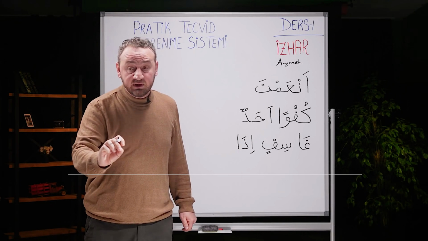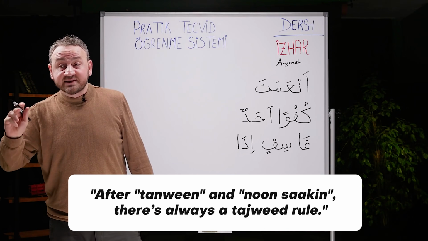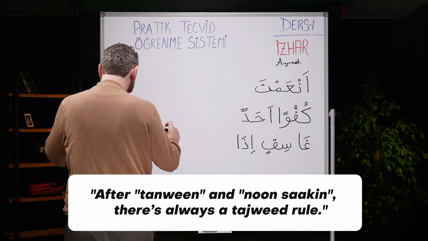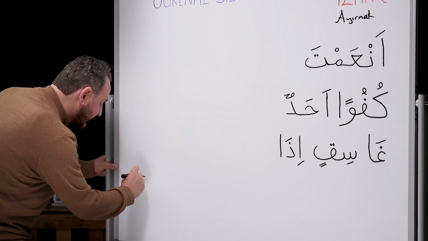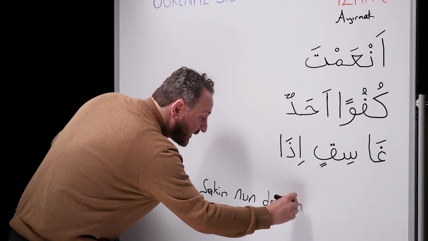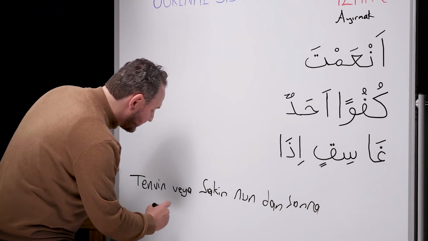So write it down. After tanween and noon sakin, there's always a Tajweed rule. Let's write it down. There's always a Tajweed rule after tanween and noon sakin.